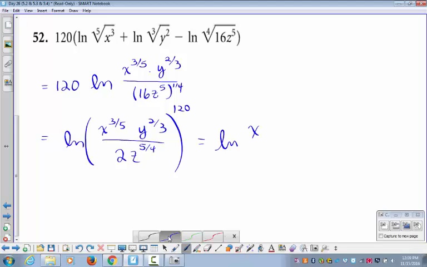So we're going to end up with x to the, let's see, 5 goes into 120 how many times? 24 times? And then 24 times 3, 72. And y, 3 goes into 120, 40 times, 2 is 80. And down below, we have 2 to the 120. Let's just leave that line. And then z, 4 goes into there 30 times, so z is 150. Of your single log.